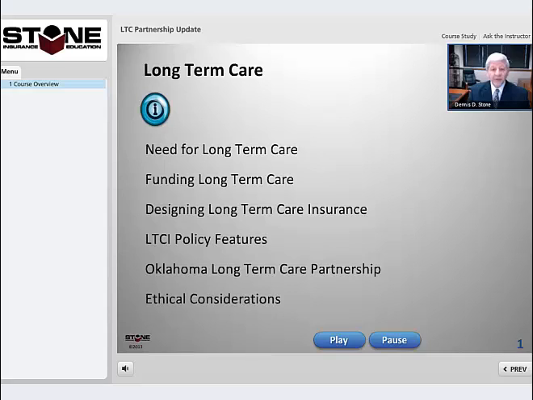We'll then review the Oklahoma Long-Term Care Partnership Program. Obviously, partnership gets its name because the insurance industry and the state government actually formed a partnership in terms of long-term care. And we'll conclude the webinar with taking a look at some ethical considerations in selling and servicing long-term care insurance.